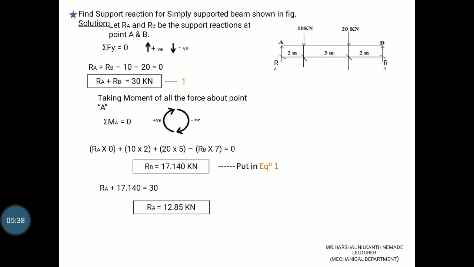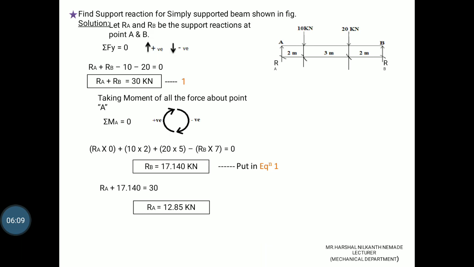We will start with basic numericals. Find the support reaction for a simply supported beam shown in the figure. The figure is given. You may see point A and point B, one span with simply supported A and B supports. At 2 meters from the left side, a 10 kilonewton force is acting, and at 2 plus 3, that is 5 meters from the left side, a 20 kilonewton force is acting.